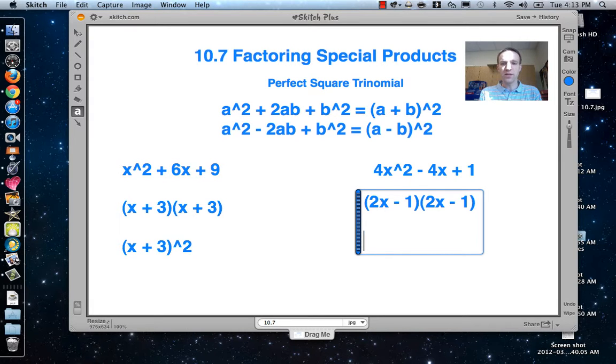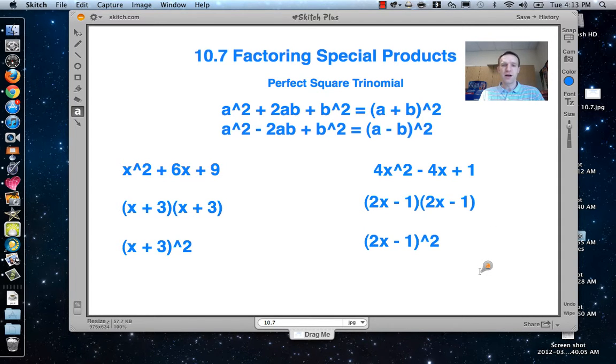And again, the shortcut, the easier way to write the final answer, the way that I want you to write in your assignment, is 2x minus 1, and then we're going to put the little square sign behind it. Squared. So now you've seen a couple examples of how to factor perfect square trinomials. Try them out, and good luck.